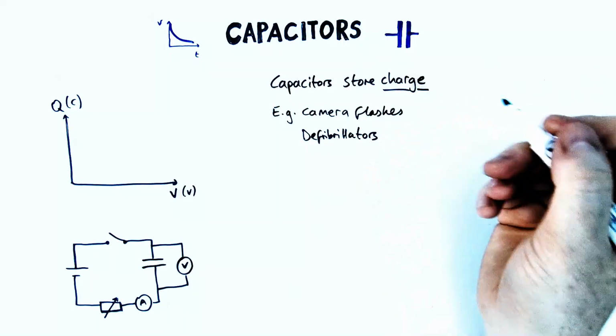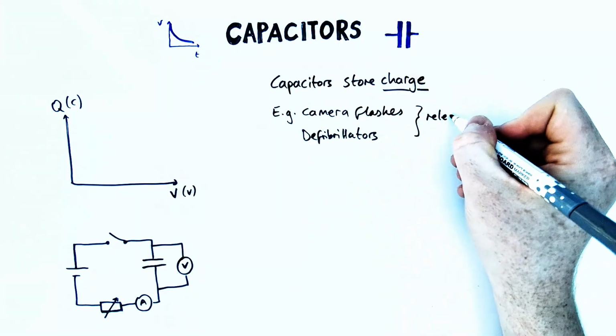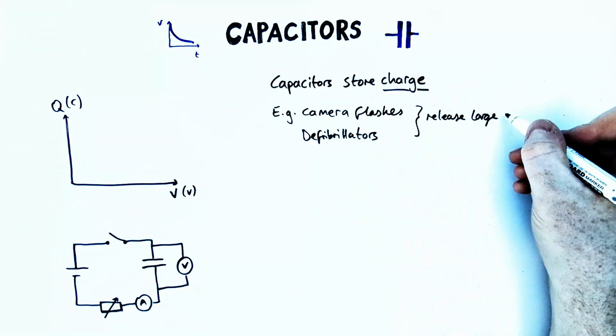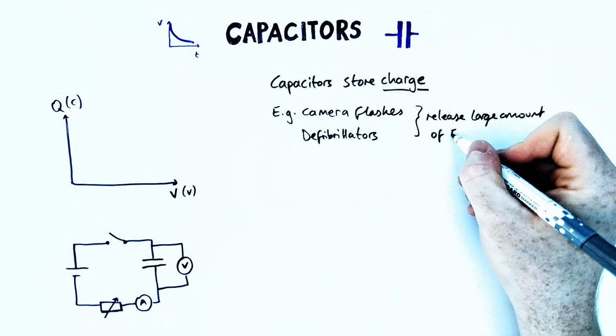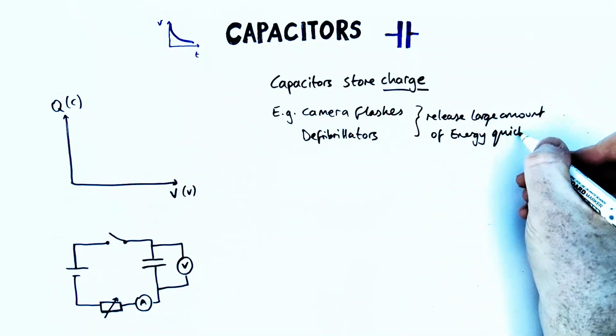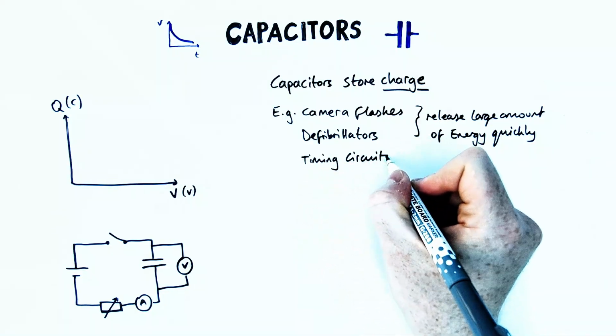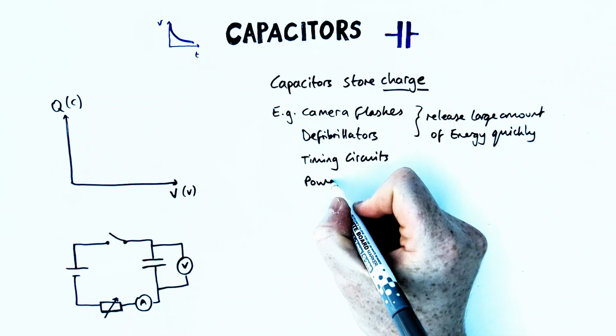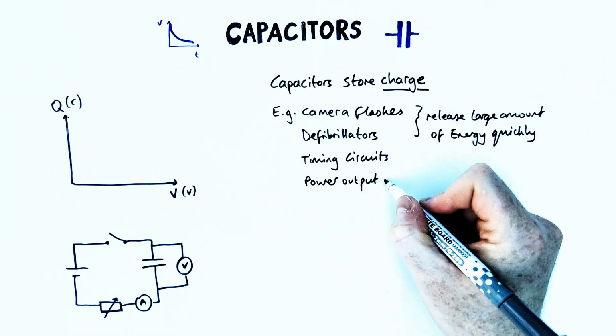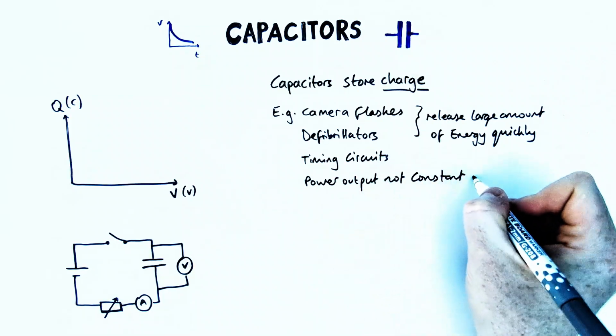But you might find capacitors in these kinds of situations. So camera flashes, and in defibrillators, to restart someone's heart or to regulate the rhythm again. They're designed to be used in those situations because they release a large amount of energy really quickly. They're also used in timing circuits, where timing's important, and when a power output is not constant, they can often be used to smooth out power output when needed.